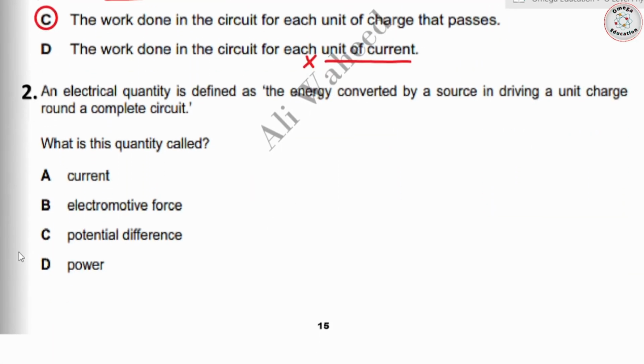Then we have the other one. An electrical quantity is defined as the energy converted by a source in driving a unit charge around a complete circuit. What are the keywords? The keywords here once again are the energy converted, unit charge, around a complete circuit. So the energy that is converted or required or supplied to the charge to drive it around a complete circuit is electromotive force. Across the component, if it were across the component only, it would have been potential difference. But in this case, it would be electromotive force.